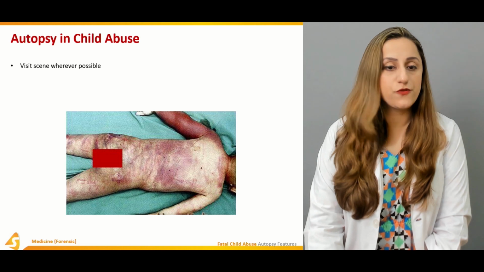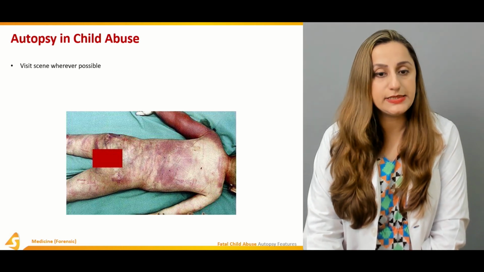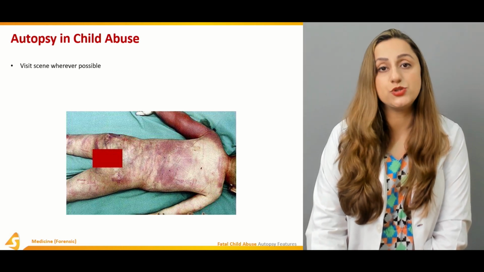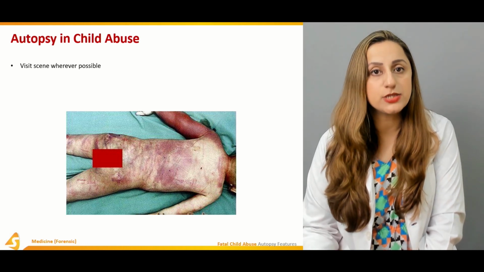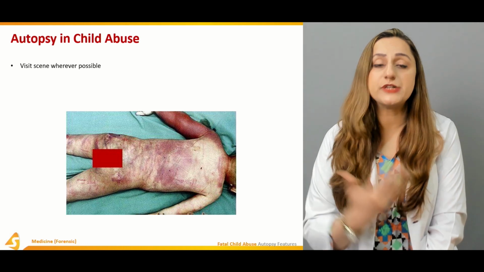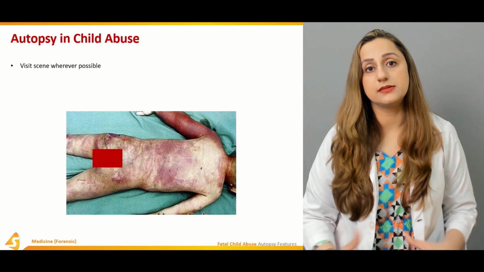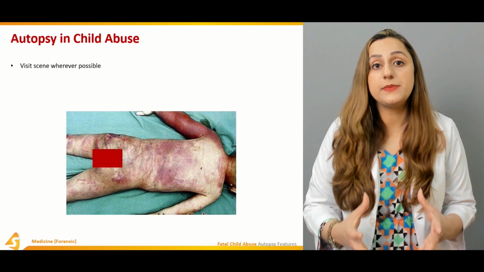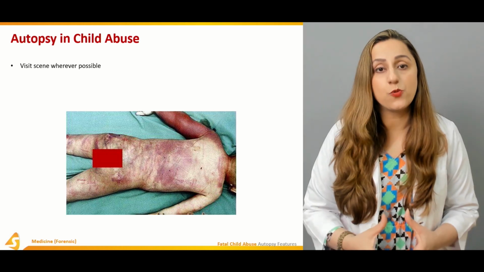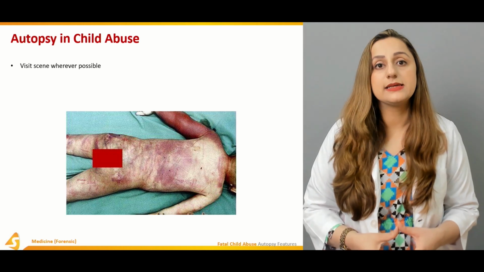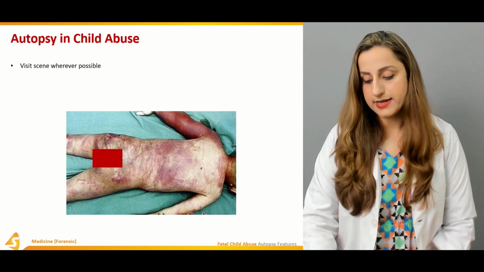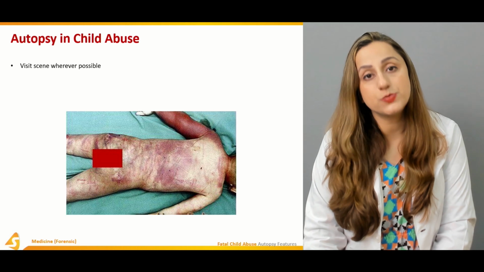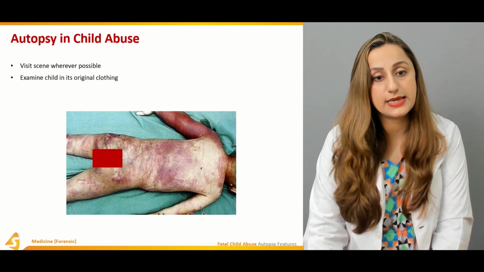For the autopsy, first of all, visit the crime scene, as I've already mentioned, wherever possible, and you can go to the home and write down completely about the environment of the home, about the different furniture present at the home, and where the baby or child was before the death. What were the circumstances of the crime scene? That is again very important, and it has to be noted down very carefully in such a case.